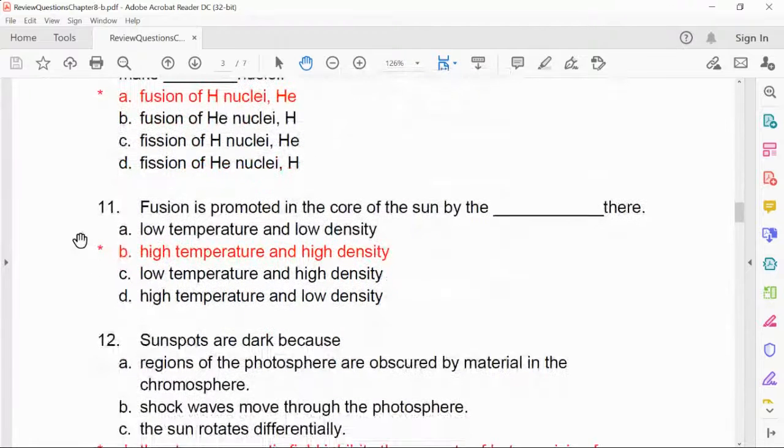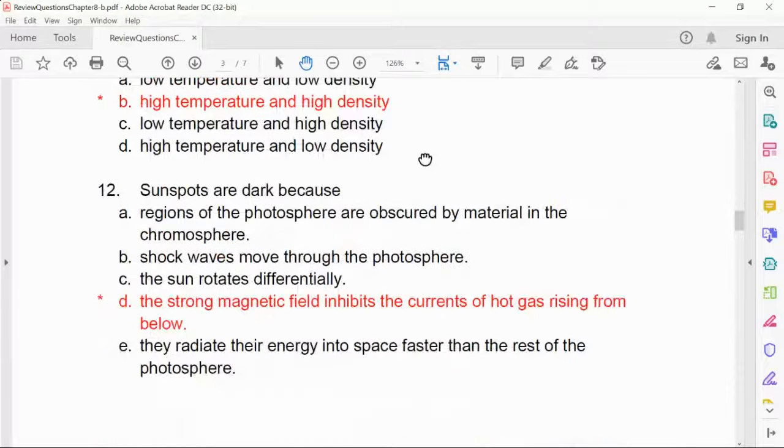And here we have: fusion is promoted in the core of the sun by high temperature and high density. So in the core of the sun, the temperatures are about 15 million degrees, and that can promote the fusion. And of course, you need high density of the gas to basically do that. And I told you, we need about 10 raised to the power 38 reactions, which is about 5 million tons of mass that's converted into energy.